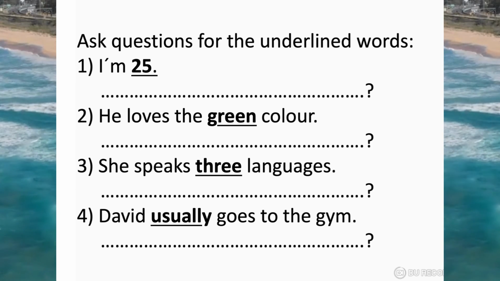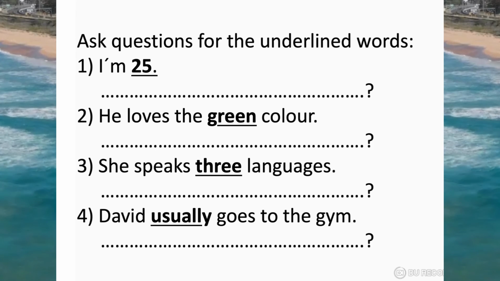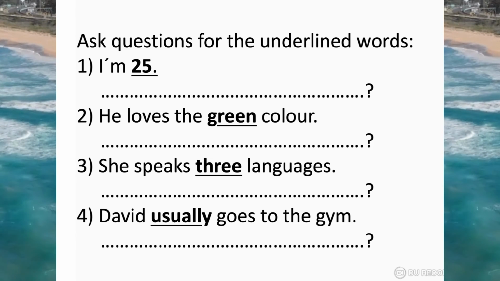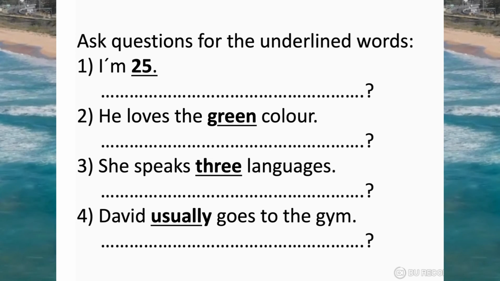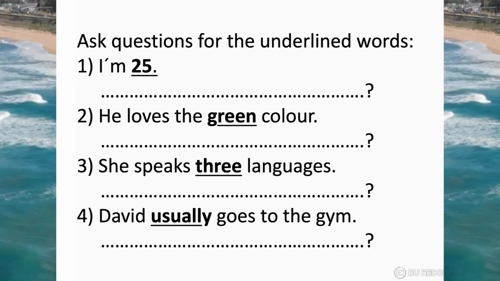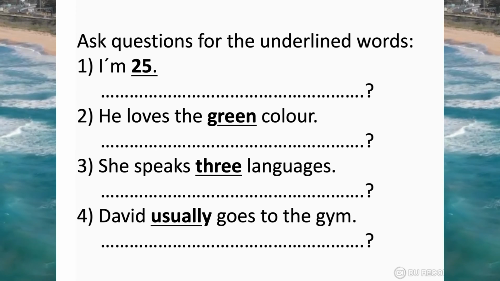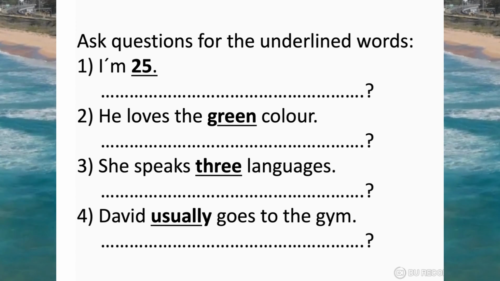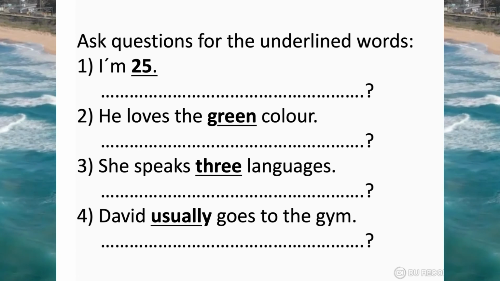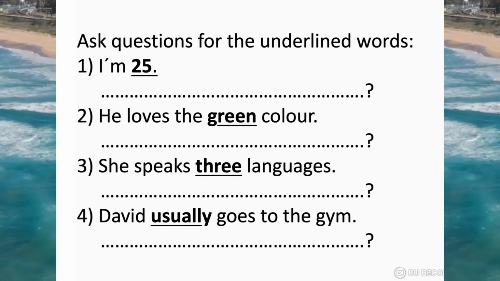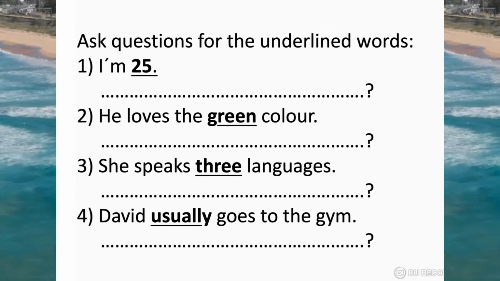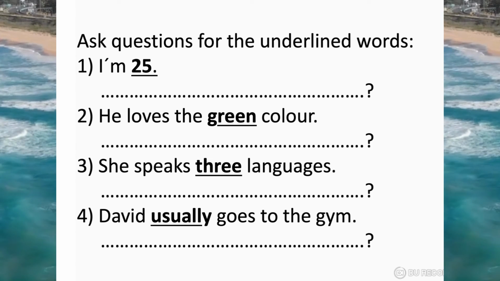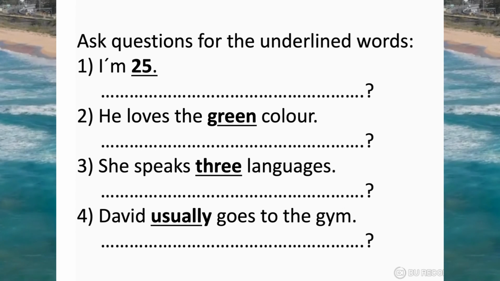Number 2, he loves the green color. So don't repeat color in the question. If you say, does he love the green color, it's not correct. Number 3, she speaks 3 languages. So you should write the question, but don't write the word 3. If you write it, it's not correct.